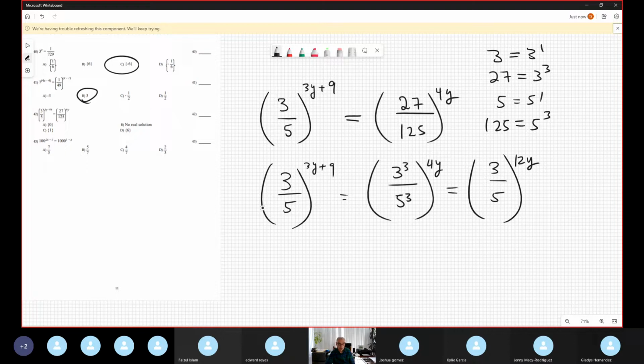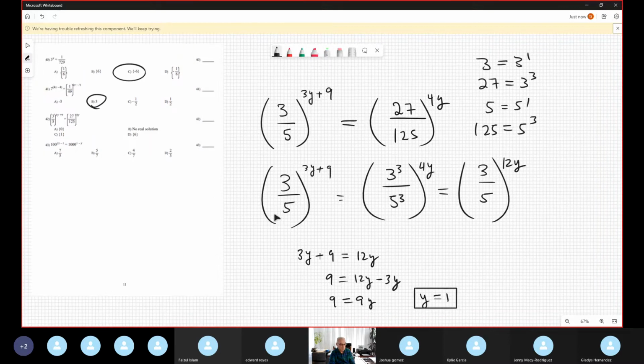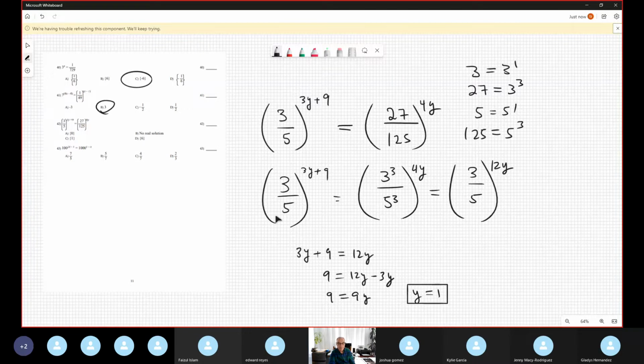Now, ready? 3y plus 9 equals 12y. 9 is equal to 12y minus 3y. It's 9y, therefore y equals 1 is the solution. y equals 1? Yeah, y equals 1. Option C.